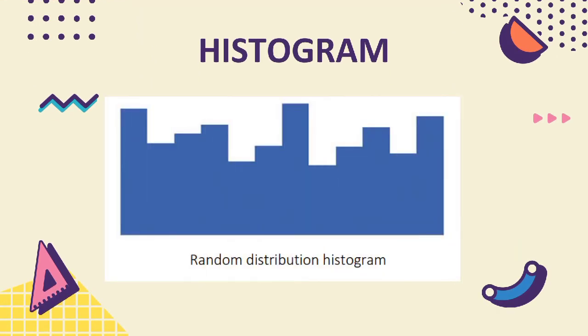And last, we have a random distribution histogram. A random distribution histogram lacks an apparent pattern and has several peaks. In a random distribution histogram, it can be the case that different data properties were combined. Therefore, the data should be separated and analyzed separately. So in the distributions of a histogram, we have normal distribution, bimodal distribution, right-skewed distribution, left-skewed distribution, and random distribution.